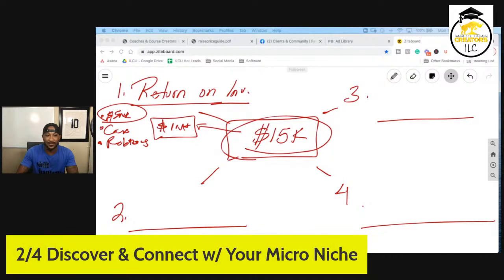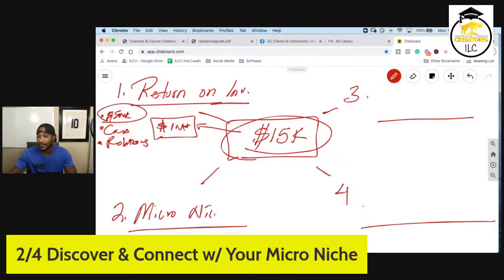Okay. The next thing that we got to focus on is that micro niche. Okay. In order to make sure that I'm pricing my things the right way, I got to make sure that I'm putting the right price in front of the right micro niche. Okay. Now, what do I mean by this? I mean that we niche based off of the problem versus the person.